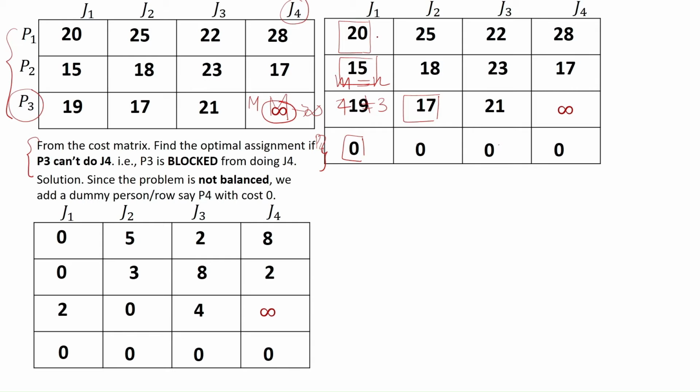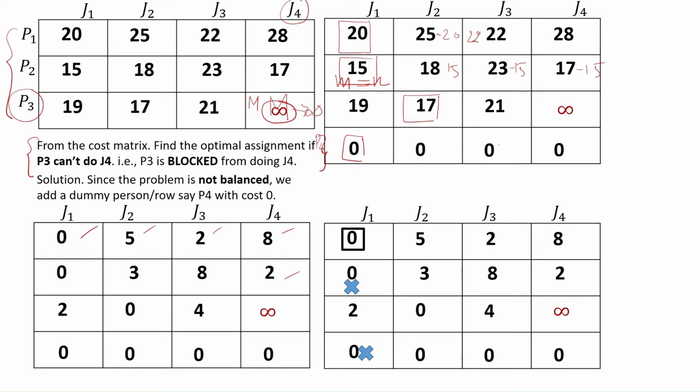If you subtract 20 from each element of the first row, what do we get? We get a 0 at the first place. 25 minus 20 is 5. 22 minus 20 is 2. 28 minus 20 is 8. Similarly for the second row we get 15 minus 15 is 0, 18 minus 15 is 3, 23 minus 15 is 8, 17 minus 15 is 2. So this is the second row.